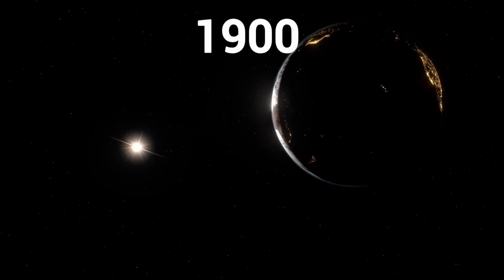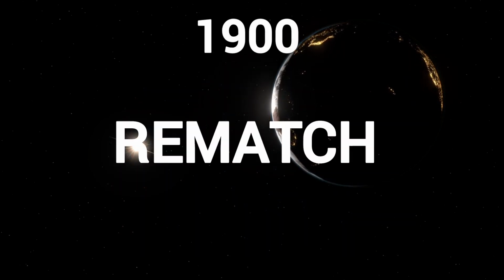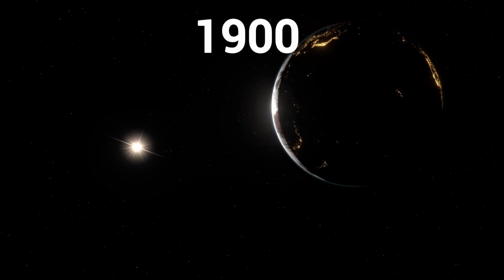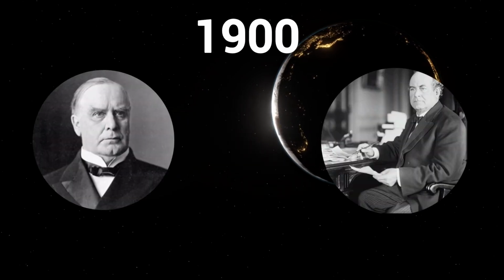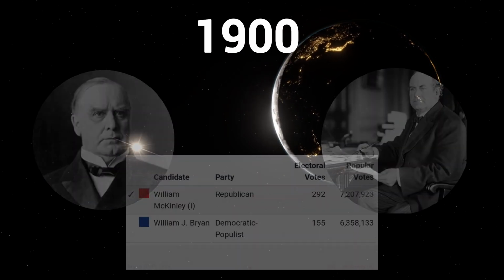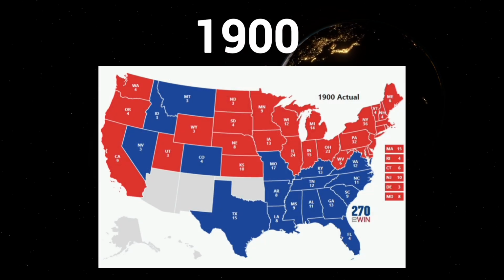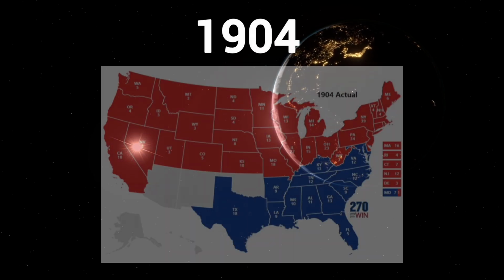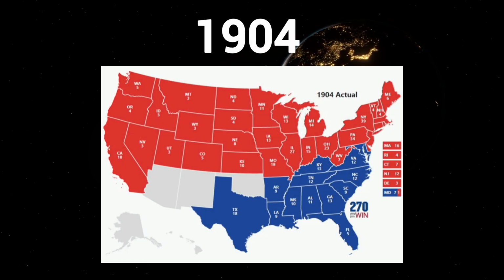The election of 1900 was a rematch of the 1896 race between Republican President William McKinley and his Democratic challenger William Jennings Bryan. The return of economic prosperity and recent victory in the Spanish-American War helped McKinley to score a decisive victory. The United States presidential election of 1904 was held on November 8, 1904.